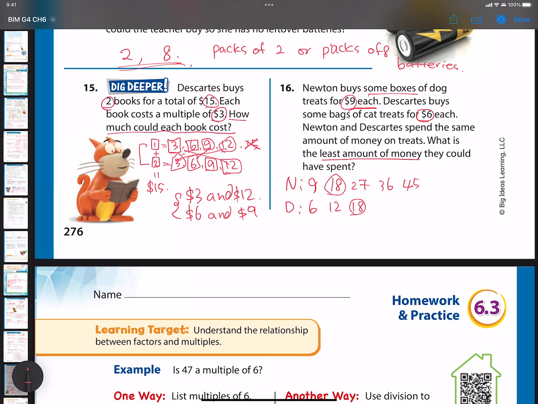So multiples of 6. What is the least common amount? Same amount, which is what? $18. I don't have to do more, but if you want to, it's gonna be 36. Okay? But the least amount they spent together is what? Yes, $18. Okay, that's it for today.